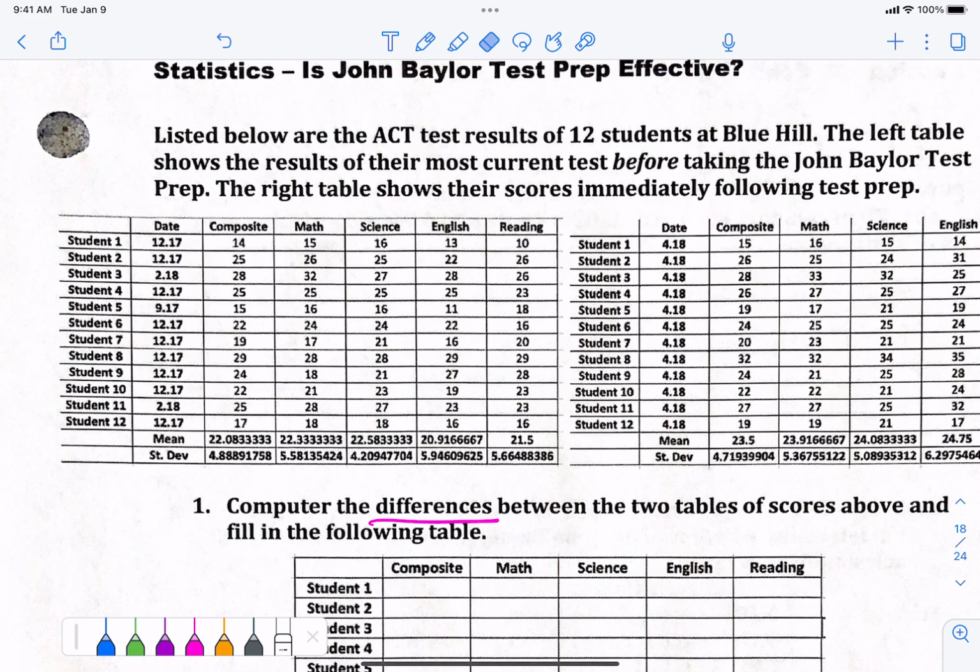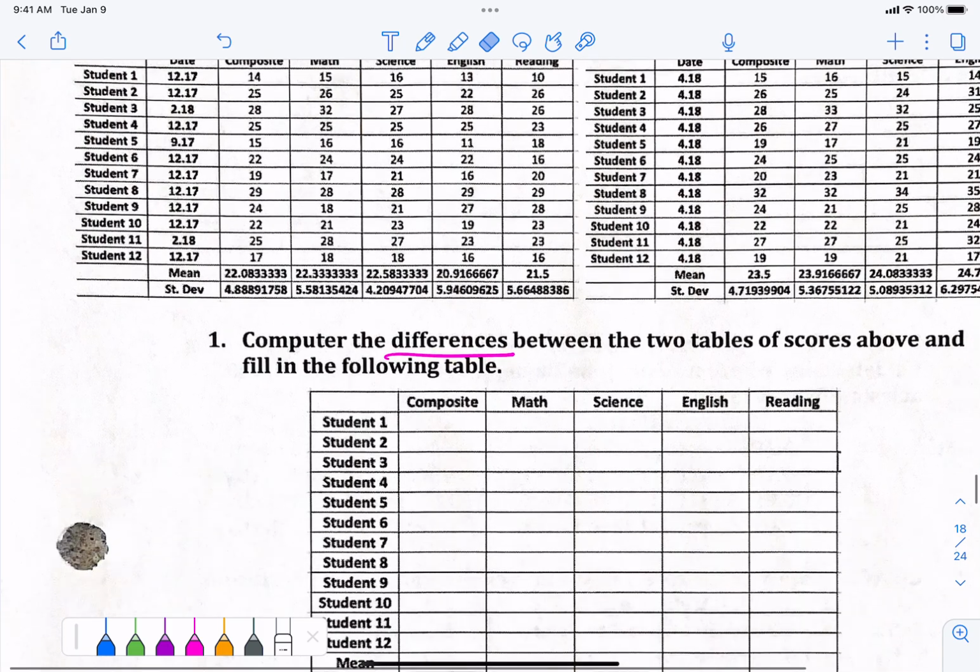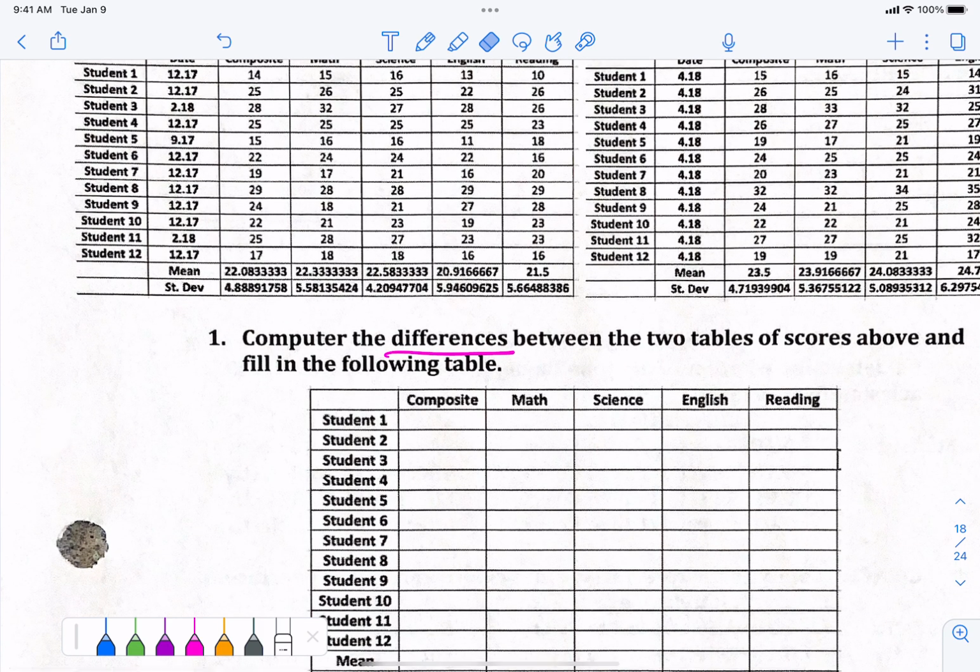Because the second one's bigger. We're thinking that the second scores are probably higher than the first scores, right? So we're doing all the twos. Let's do x bar 2 minus x bar 1, all the averages subtracting, right? We're doing the twos minus the ones.